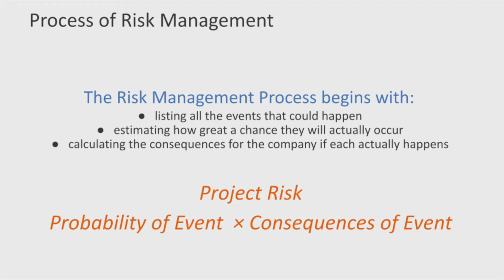So, if we think about it, the risk management process really begins by listing all these events that we've just done, estimating the chance that it's actually going to happen, and calculating the consequences. And if we think about statistics, project risk is really a function of the probability of the event happening times the consequences of the event. So if something's highly probable but it has few consequences, it's not that important. But if it's not very probable but has huge consequences, it can get very important. So this magic combination of probability and consequences needs to be assessed for each risk item to determine where it should fit in terms of our collective consciousness with regards to planning for risk.